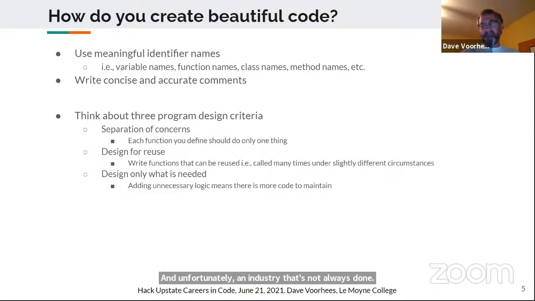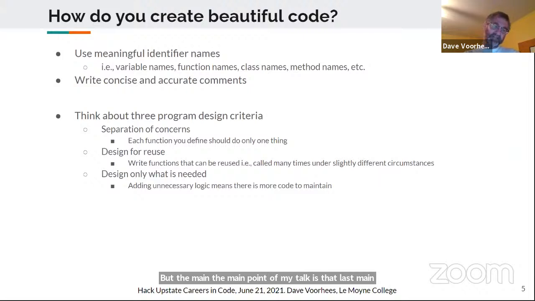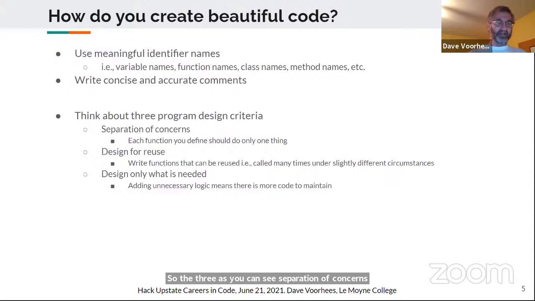But the main point of my talk is that last main bullet. There are 3 program design criteria, and this is what I'm going to focus on with the coding examples that we'll go through in just a minute. So the 3, as you can see, separation of concerns, design for reuse, design only what is needed. All 3 of these are very important criteria that we use extensively at Lemoyne to help evaluate student work and for students to evaluate their own work and work of other students.